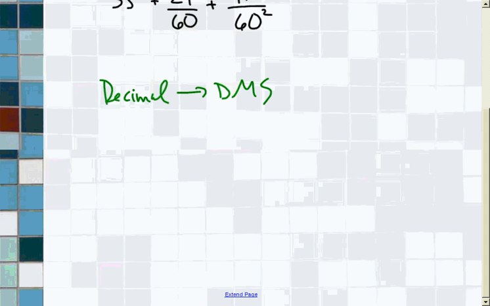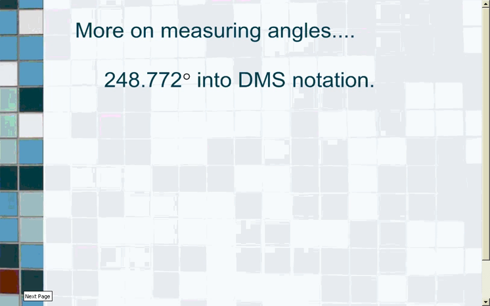So let's say I've got 200. Actually, I think I've got this on the next slide. Haha, look at that. So what you're going to do is this. You're going to pull off what you don't need. So like here, these are degrees. So that means my answer is going to be 248 degrees. Now, the question is, what do I do with the 0.772? That's now currently in minutes.